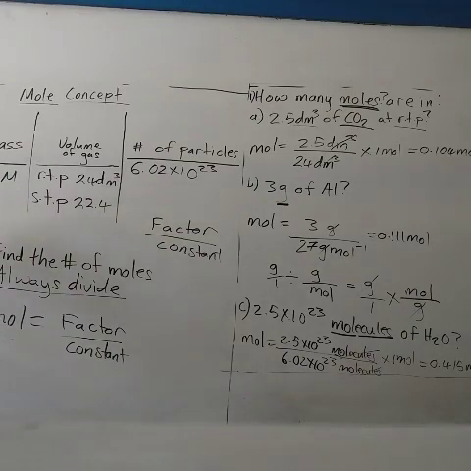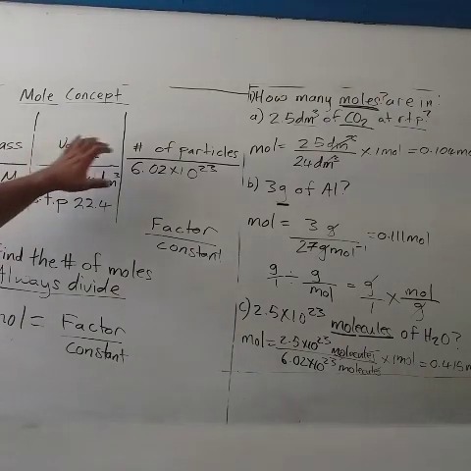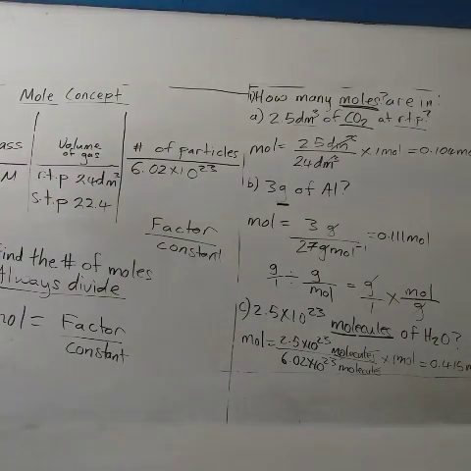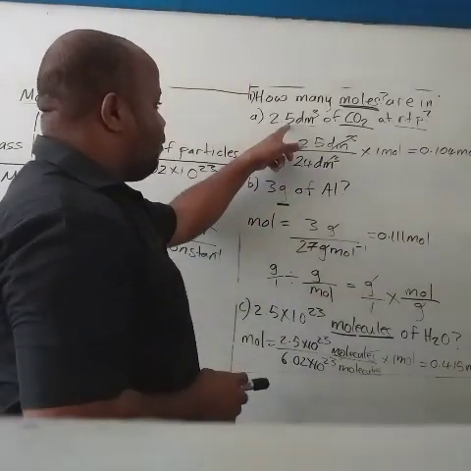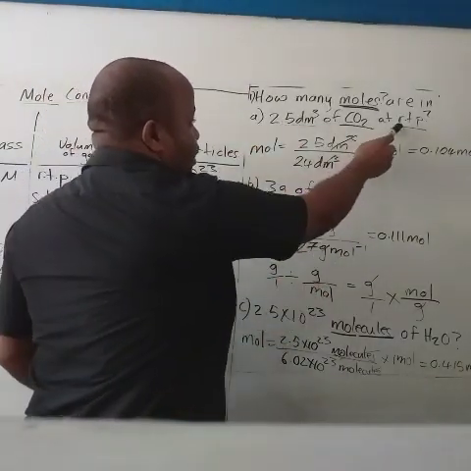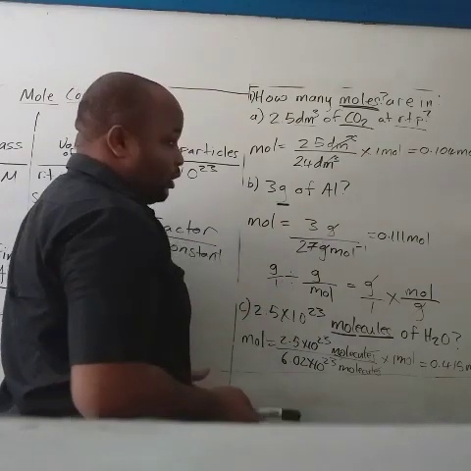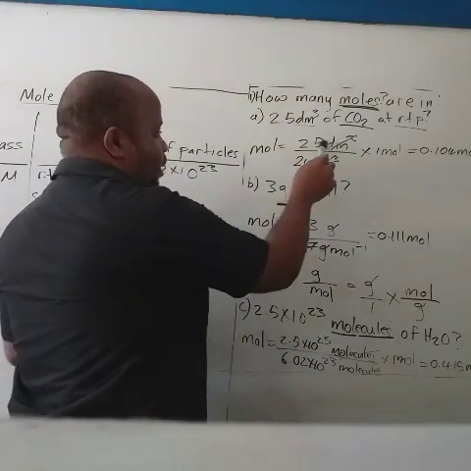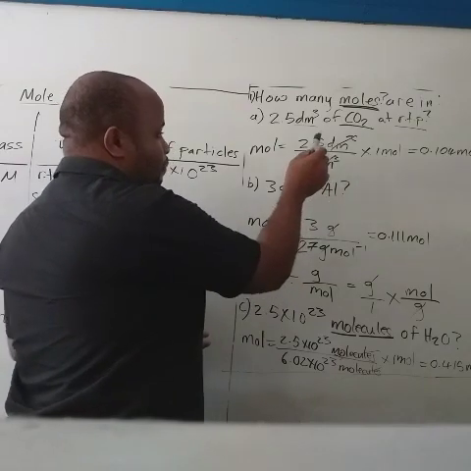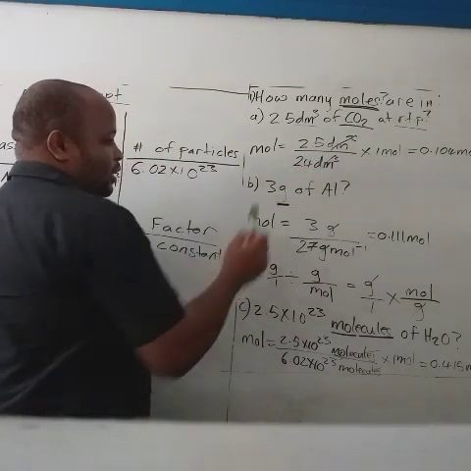We are looking at the first one: finding moles given one of these 3 factors. As you can see, we are always dividing the factor by the appropriate constant. So in the first example, you are given volume at RTP and asked to find the moles. The volume for RTP is 24, so it's 2.5 divided by 24, factor divided by a constant.